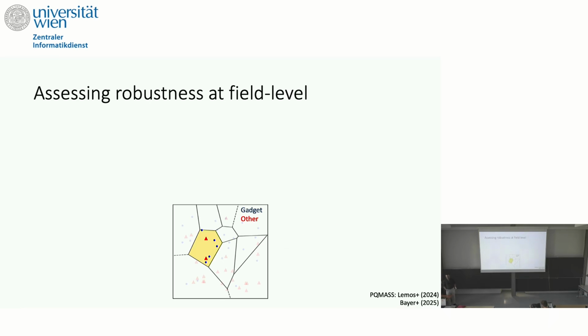Another way you can look at this is at the actual data vector level, and maybe I'm running out of time, so I won't explain the details, but I'm very happy to chat about this later. But there's this really cool method called PQMass, developed in Montreal, where you can compare 2 distributions, 2 samples, and check whether they're in distribution with one another.